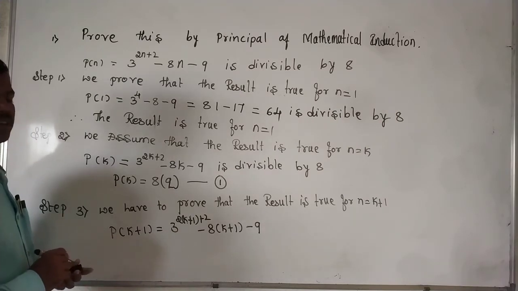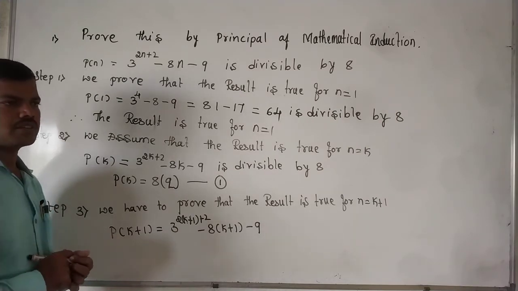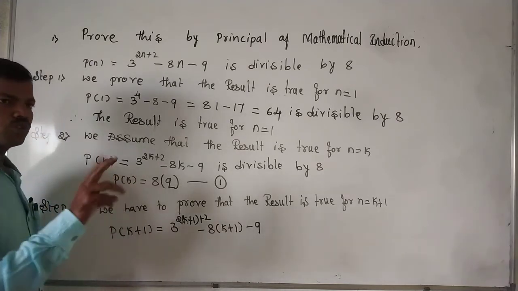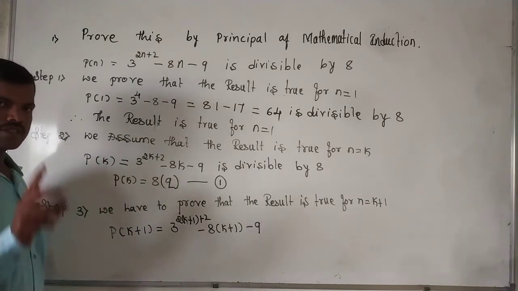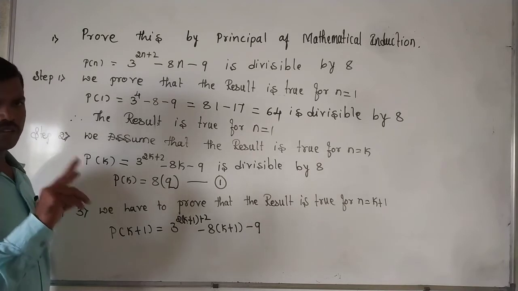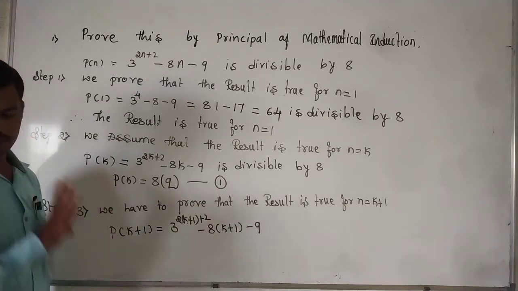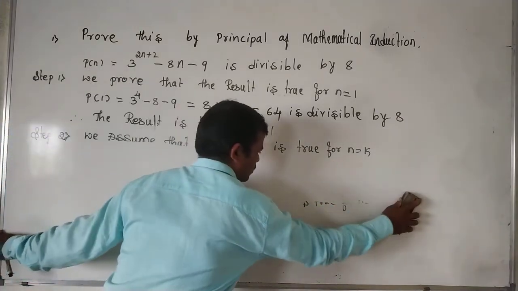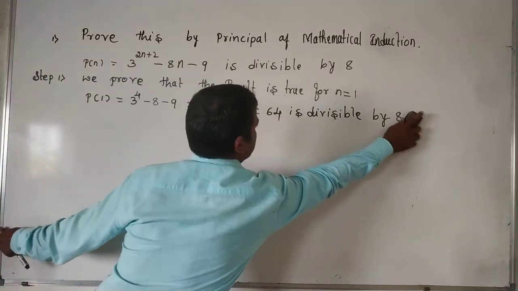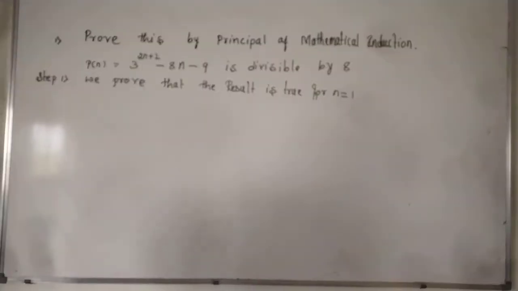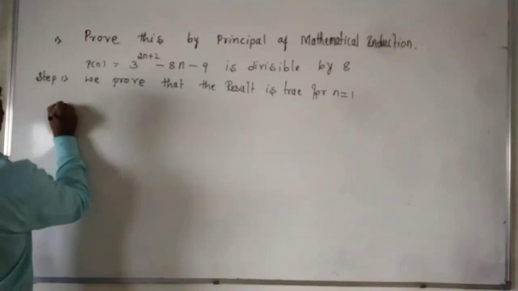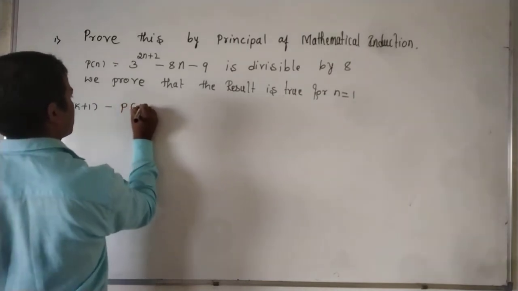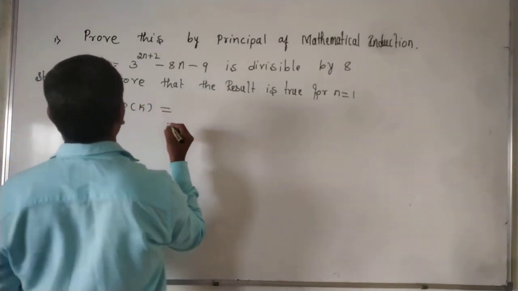Now what we do is use the difference, our previous concept: the difference of two numbers, if it is divisible by that number, then automatically both of them must be divisible. If the difference is divisible, then both must and should be divisible by that number. So P of k plus 1 minus P of k.